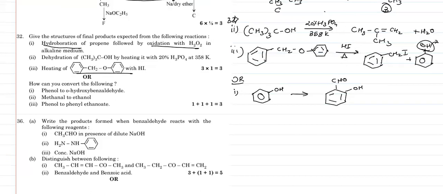Now, how do we do this? This is actually the Reimer-Tiemann reaction. So when you have phenol, this reacts with CHCl3.